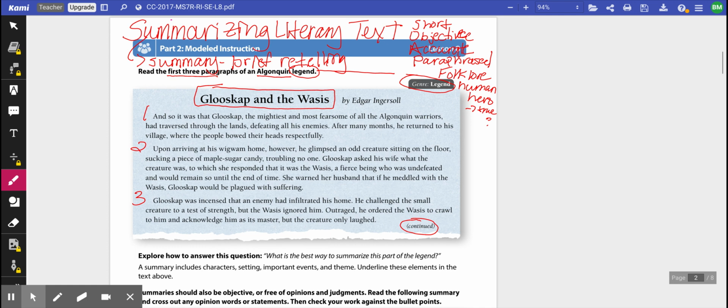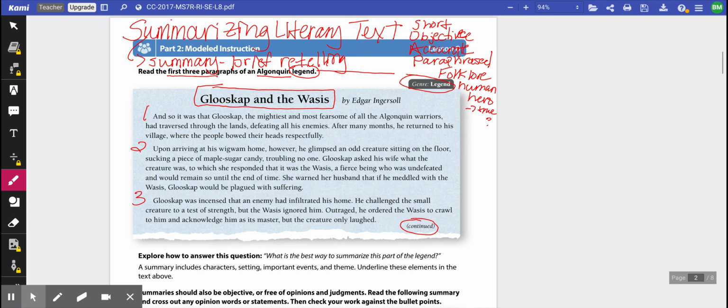She warned her husband that if he meddled with the Wessis, Gloosclap would be plagued with suffering. Gloosclap was incensed that an enemy had infiltrated his home. He challenged the small creature to a test of strength, but the Wessis ignored him. Outraged, he ordered the Wessis to crawl to him and acknowledge him as its master, but the creature only laughed.